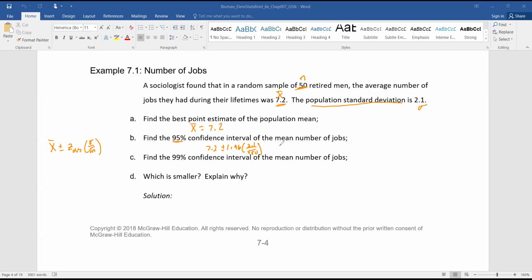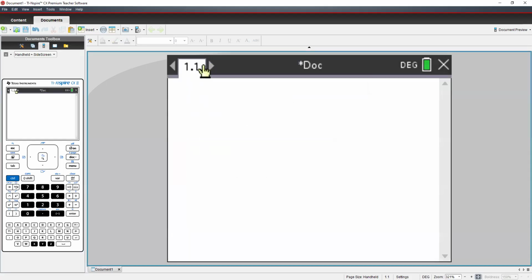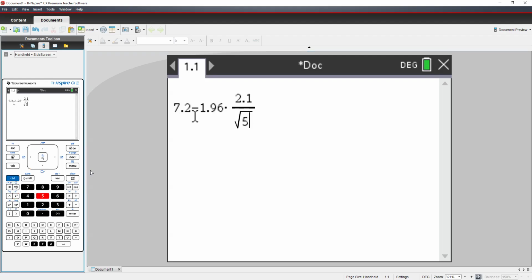So I need to figure out what 7.2 minus 1.96 times 2.1 over the square root of 50 is. So let me switch over to my calculator real quick. Make sure y'all see it. I'm going to take that sample mean of 7.2. I'm going to do the minus part first. And then for 95, 1.96 times, I'm going to do a control divide to make it a fraction. It was 2.1 divided by the square root, so that's going to be control x squared of 50.